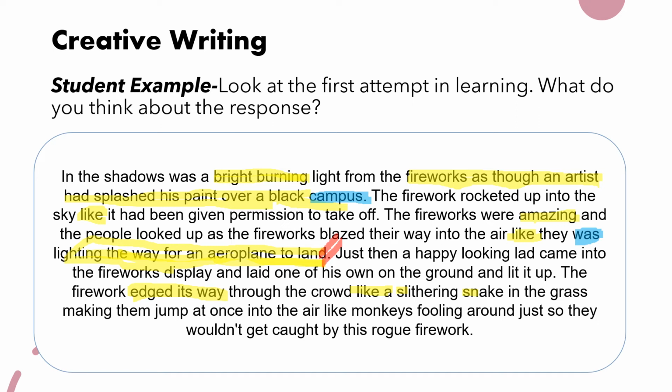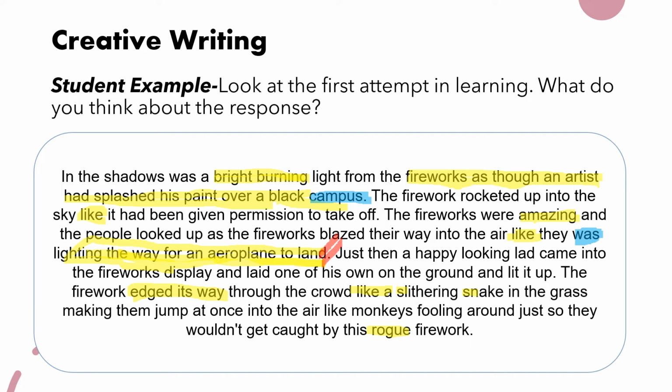So, slithering through the crowd like a slithering snake in the grass, making them jump at once into the air like monkeys falling around, just so they wouldn't get caught by this rogue firework. And a rogue firework, what a wonderful way to describe the chaos that is ensuing from letting off a firework in a crowd. All in all, this is quite an interesting response.